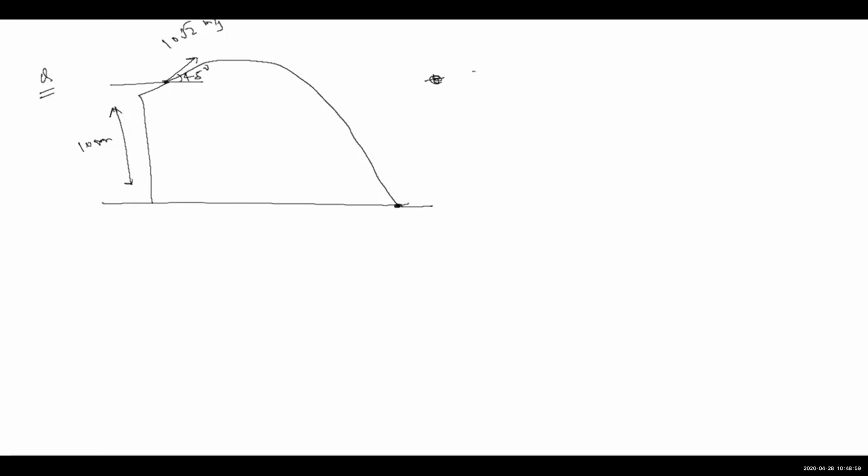Calculate time of flight. Calculate range. Now tell me, what is time of flight? The time taken for the particle to hit the ground, and the ground is not here. Ground is here. So this whole time will be defined as the time of flight. Range is also a displacement when the particle hits the ground. This is not going to be the range. Neglect this portion.